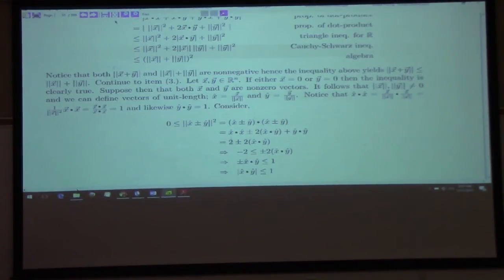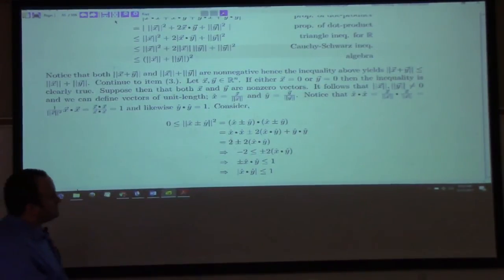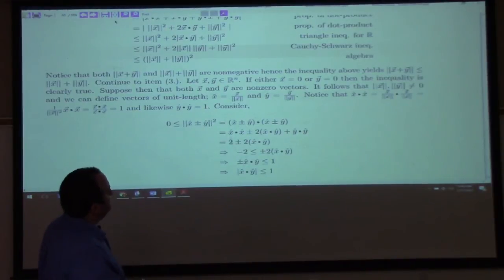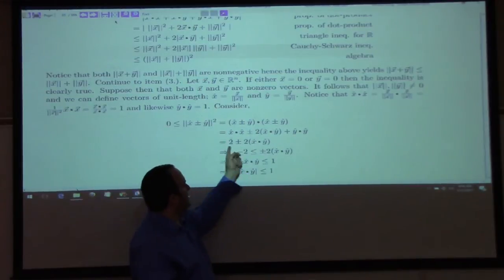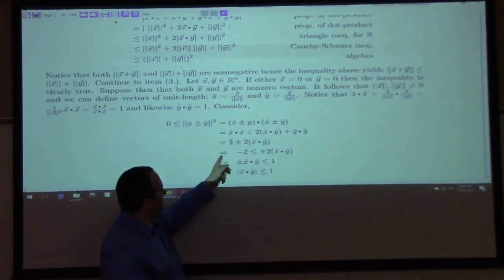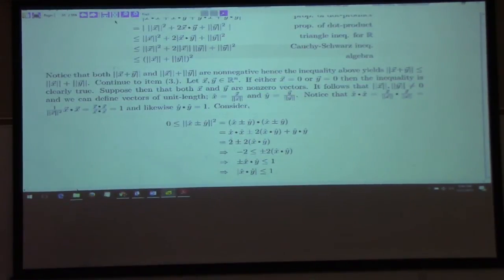So if we consider 0 is less than or equal to the norm squared of x hat plus or minus y hat, I think we can all agree that that's a specific vector, right? So its norm squared is non-negative. Then you expand the dot products. So we've got x hat dot x hat plus y hat dot y hat. This is 1, this is 1. That's 2. There's 2 of these, right? So we get 0 is less than or equal to 2 plus or minus 2x hat dot y hat.